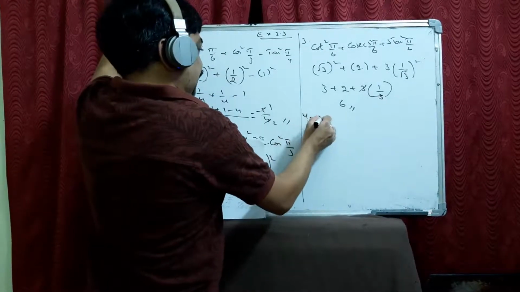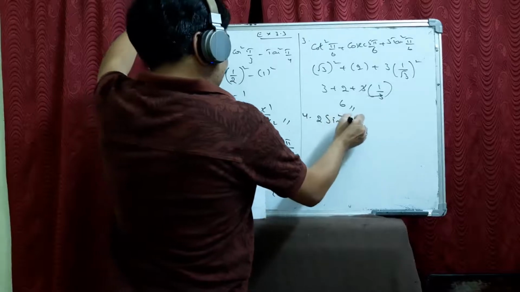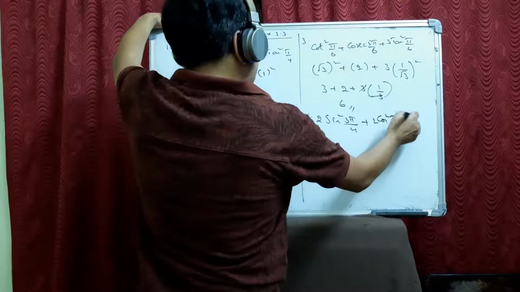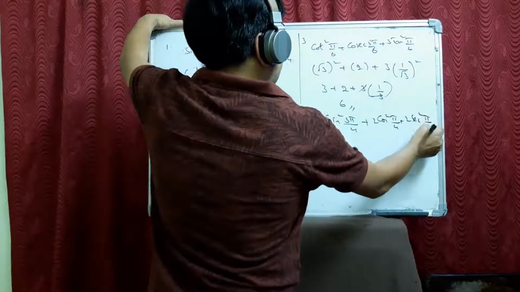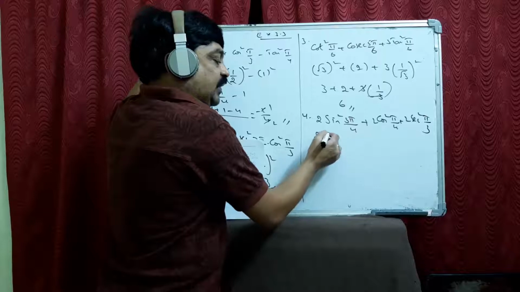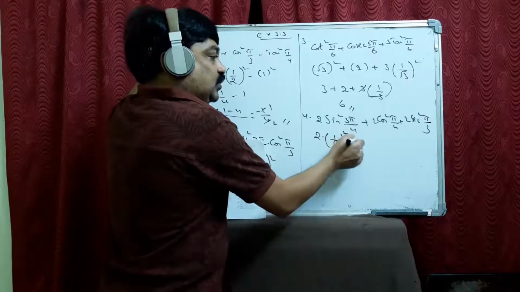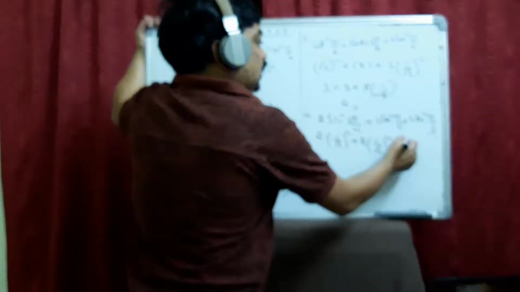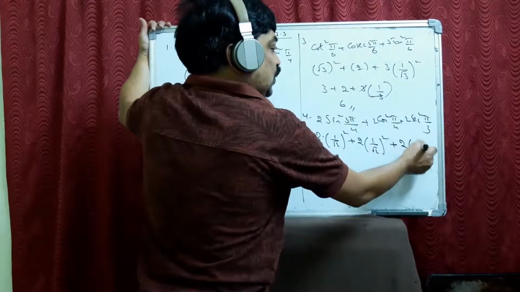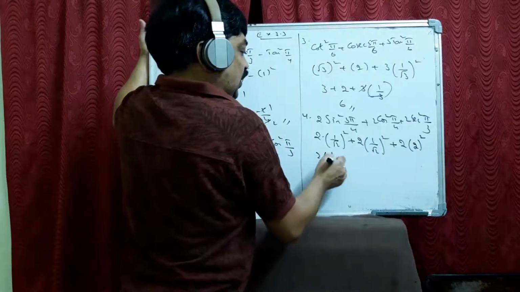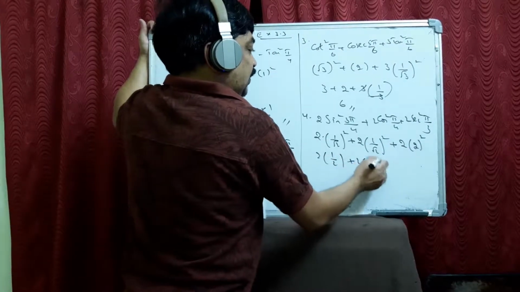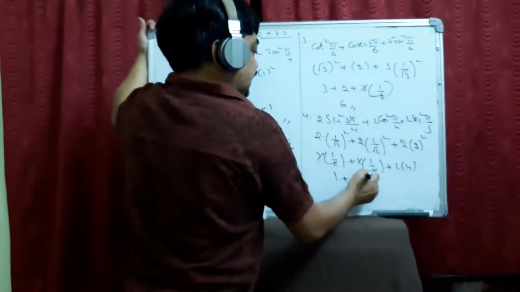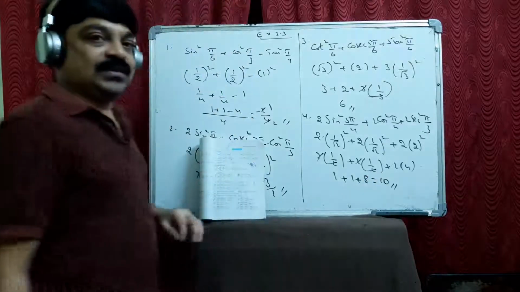The fourth one. 2 sin square 3 pi by 4, where 3 pi by 4 means 135, plus 2 cos square pi by 4 plus 2 secant square pi by 3. 2 into sin 135 will be 1 by root 2, but it is whole square. Cos 45 is also 1 by root 2, also whole square. 2 into secant 60 is 2 whole square. It becomes 2 into 1 by 2, again 2 into 1 by 2, plus 2 into 4. It becomes 1 plus 1 plus 8. The whole thing becomes 10. Okay.